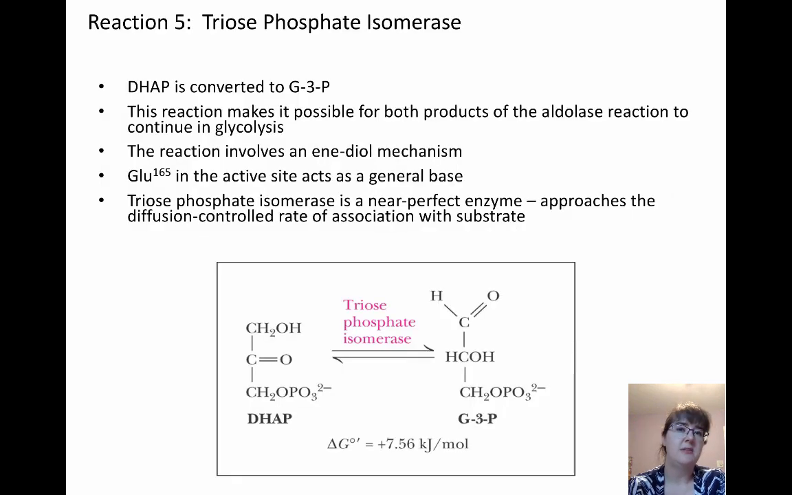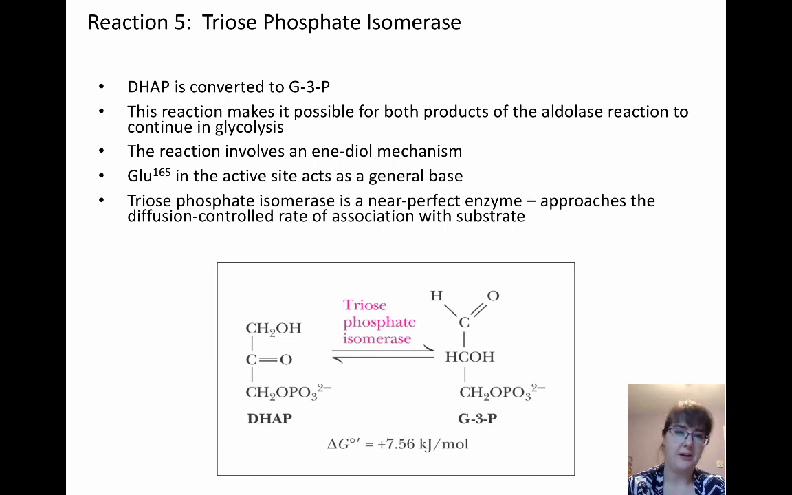Moving on to the last reaction in phase 1. Dihydroxyacetone phosphate is all well and good, but in order to continue in the pathway, we really just want that glyceraldehyde 3 phosphate. What we'd really like is 2 molecules of glyceraldehyde 3 phosphate. So there is a triose phosphate isomerase to make that reaction complete. This is going to let both halves of that aldolase cleavage go ahead and continue on in the glycolytic pathway.